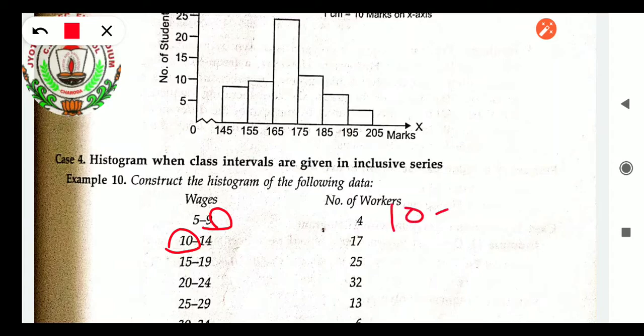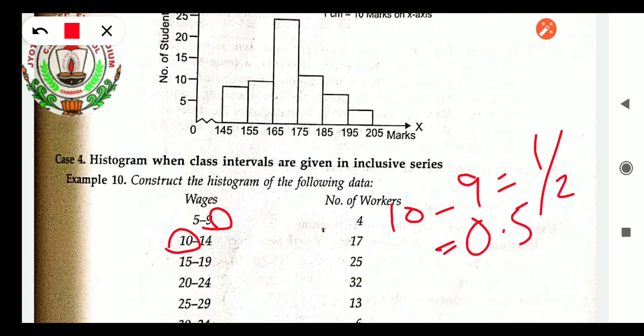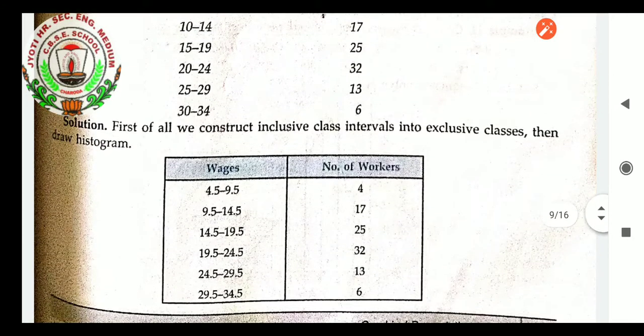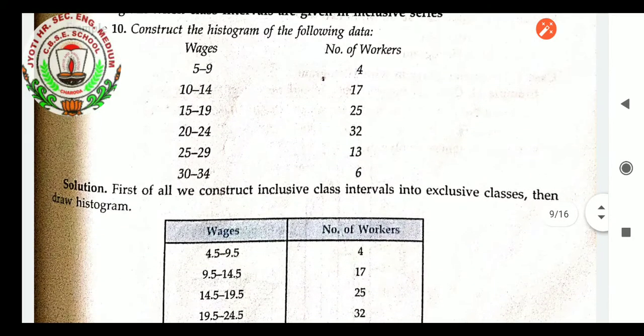So 10 minus 9, how much are you getting, students? You are getting 1. 1 divided by 2, how much will you get? 0.5. This 0.5 you will deduct from the lower limit, and in the upper limit you have to add it. You can see the class interval formed: 4.5 to 9.5. How we got it, I already explained.